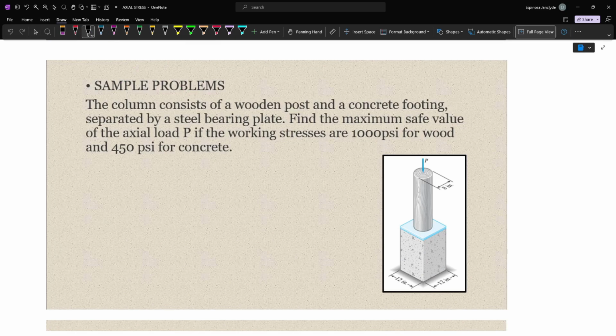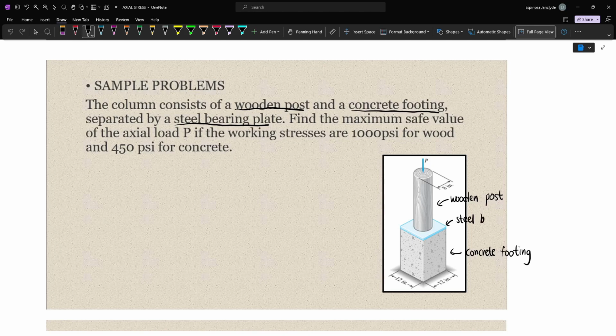Now, in our next problem, we have a column that consists of a wooden post and a concrete footing, and they are separated by a steel bearing plate. And then we are to find the maximum safe value of the axial load P if the working stresses are 1000 psi for wood and 450 psi for concrete.